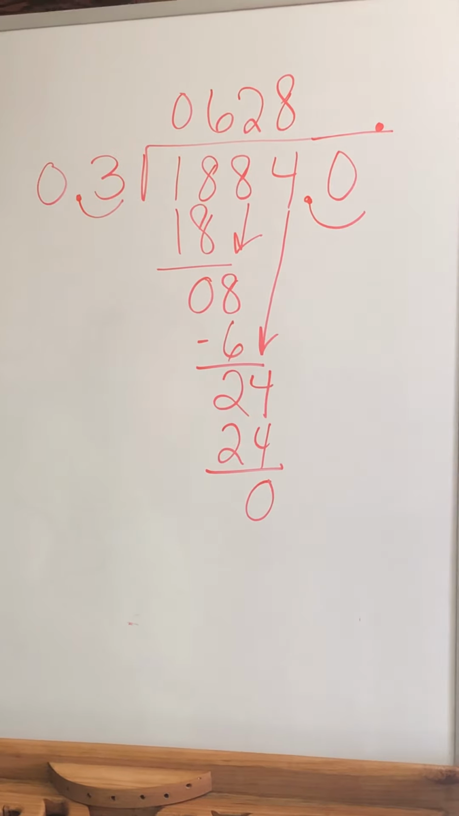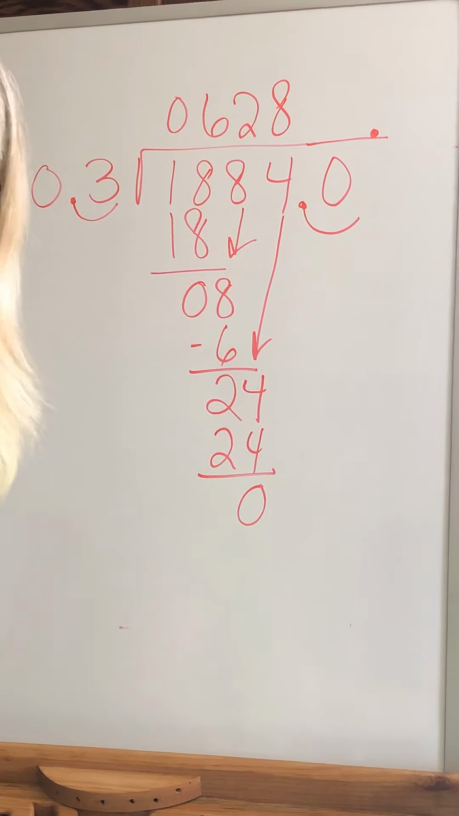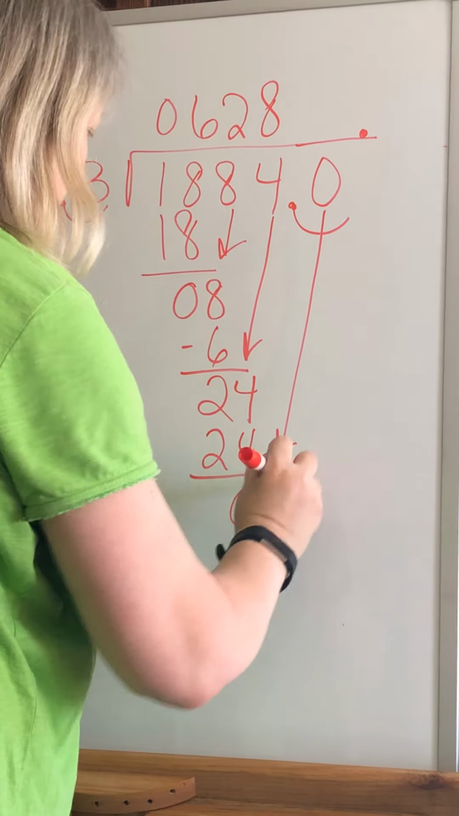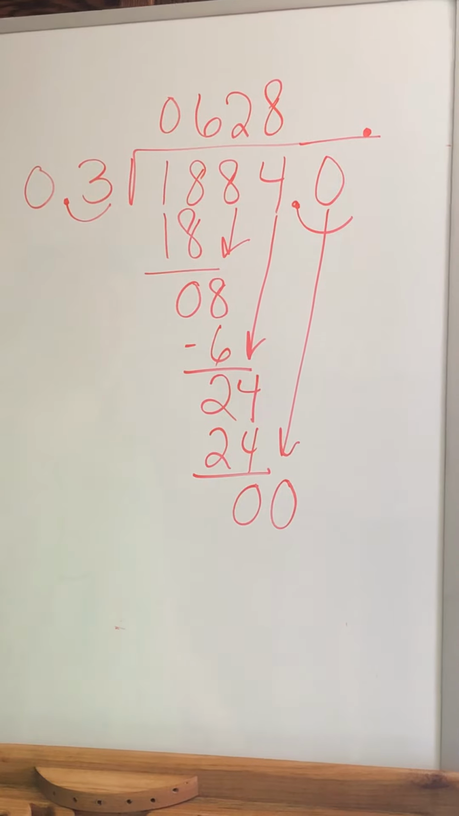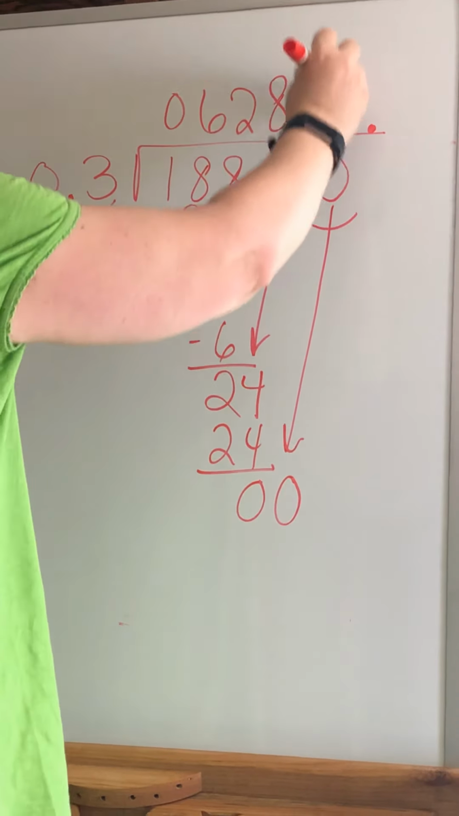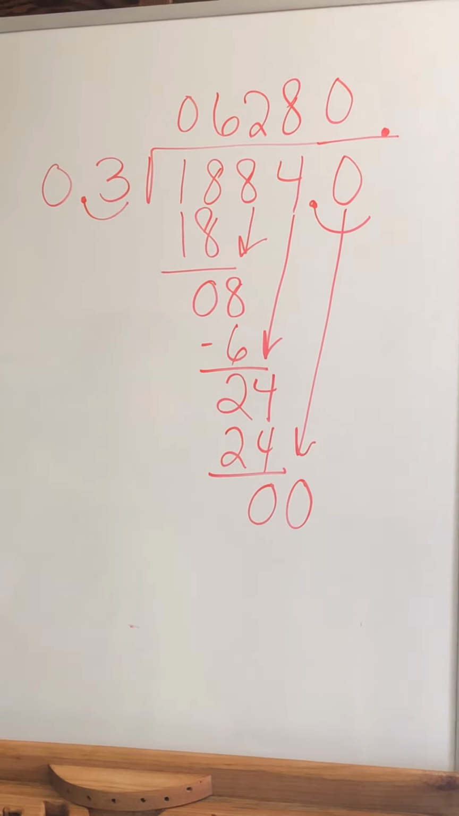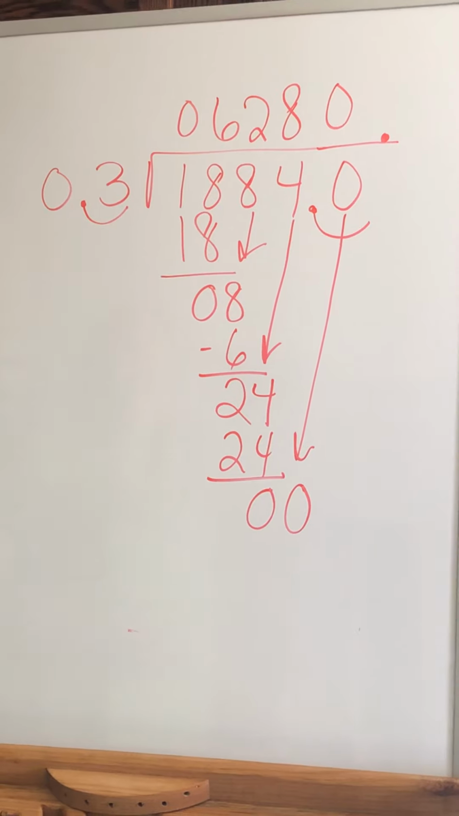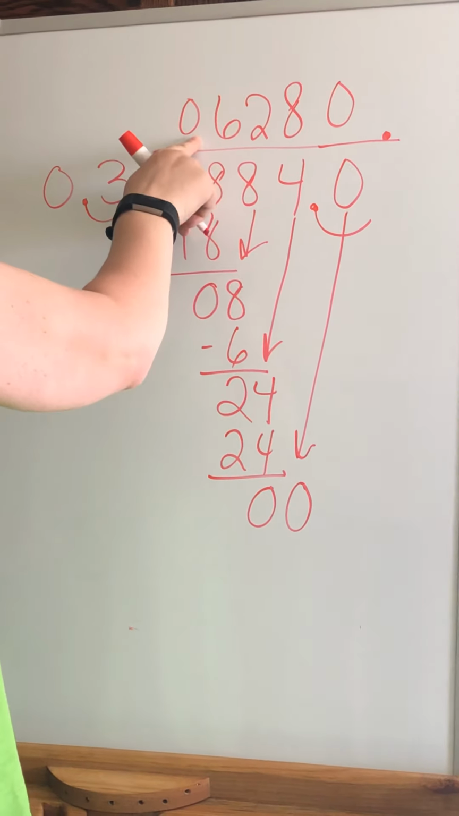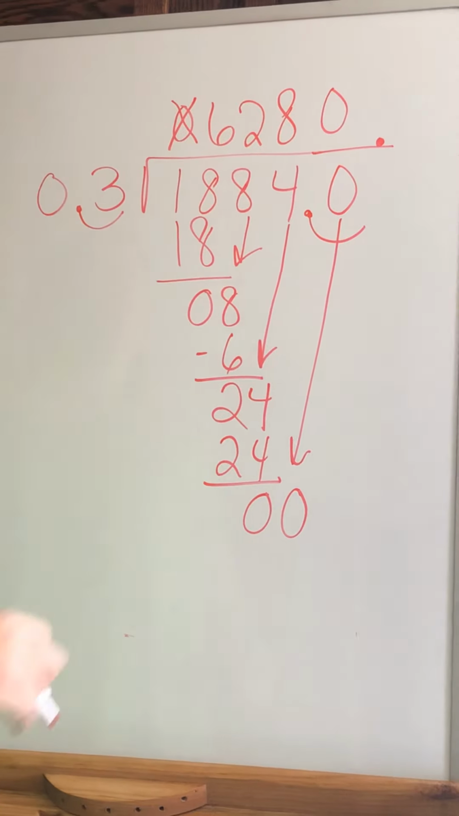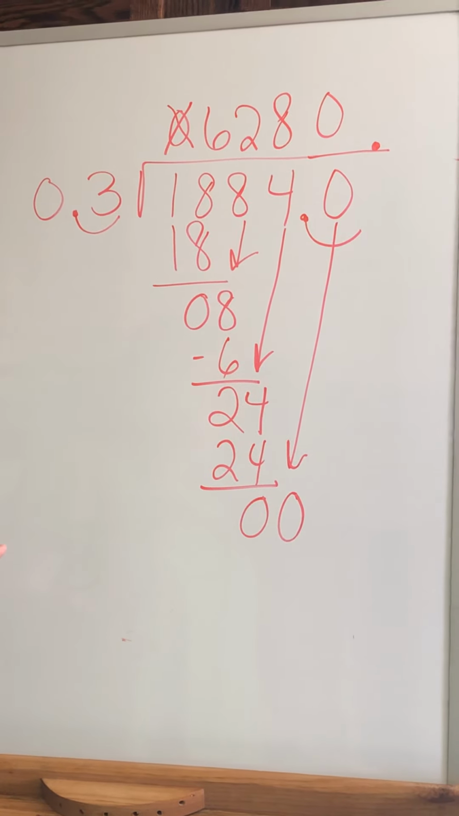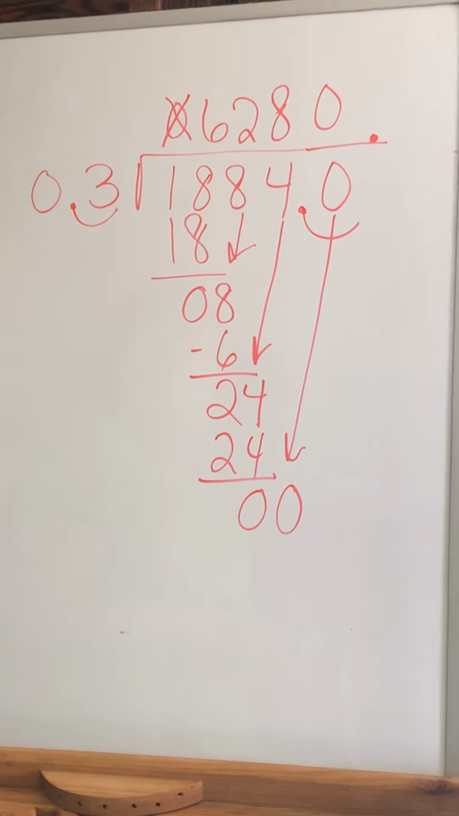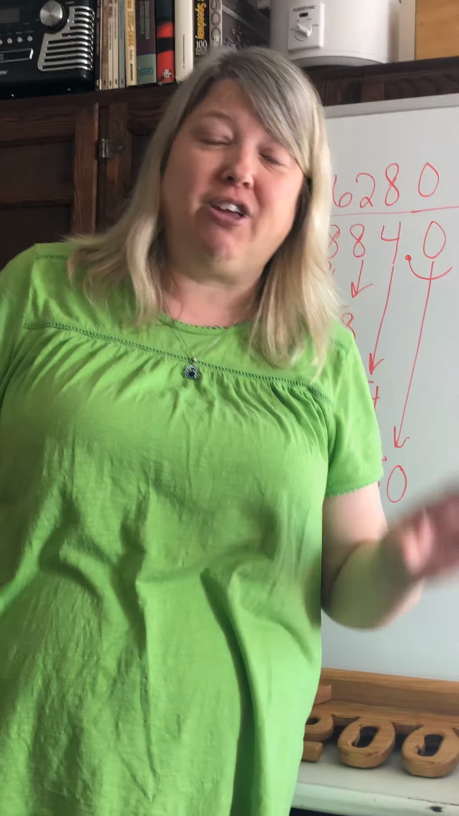Am I done? You should have said no. You've got to bring down this 0. 3 cannot go into 0, so put a 0 right here. Okay, am I done? No, I'm not done. If you said I'm done, you're in big trouble. Okay, I actually have to get rid of the 0 on the front. It's like one of those little nasty zeros hanging around. You got to get rid of it. So your answer is 6,280.